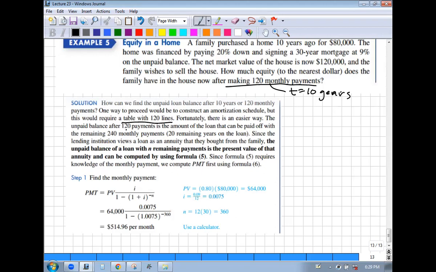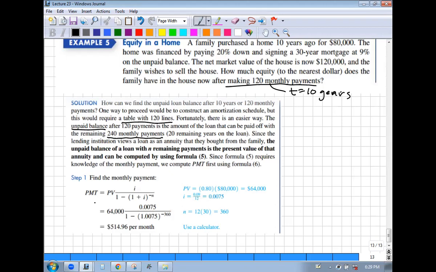The unpaid balance after 120 payments is the amount of the loan that can be paid off with the remaining 240 monthly payments, the 20 remaining years on the loan. Okay. The unpaid balance is the loan that can be paid off with the remaining 20 years. So since the lending institution views a loan as an annuity that they bought from the family, the unpaid balance of a loan with remaining payments is the present value of that annuity and can be computed using Formula 5. So we use our same formula here.